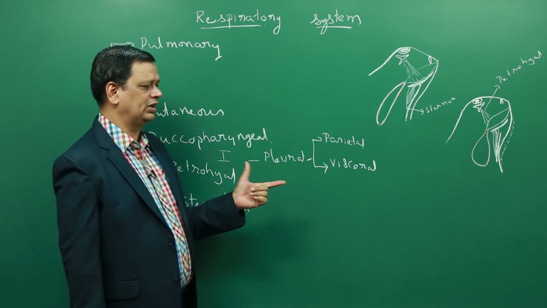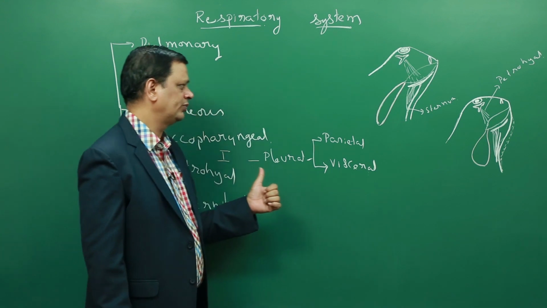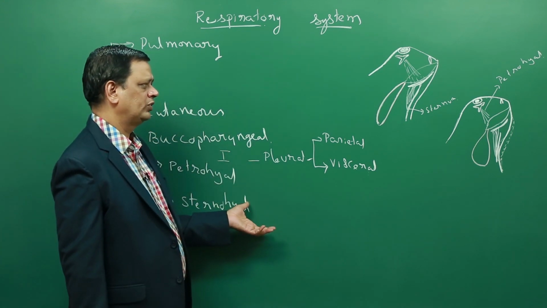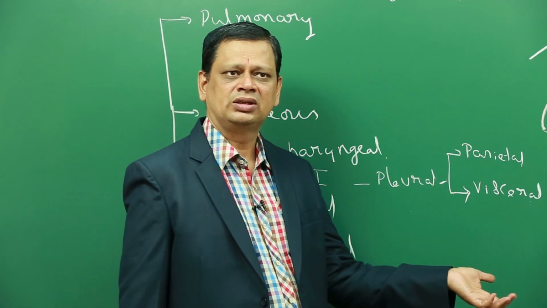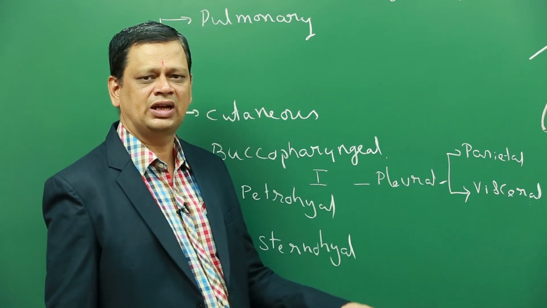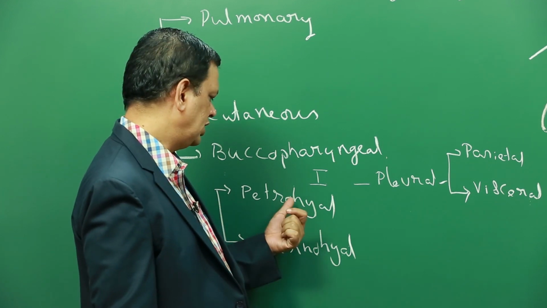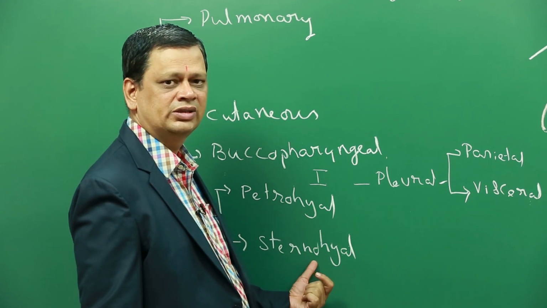But in frog, pulmonary respiration is somewhat peculiar. It has to lower the lower jaw, then raise the lower jaw, alternately. That is done with the help of petrohyal and sternohyal.